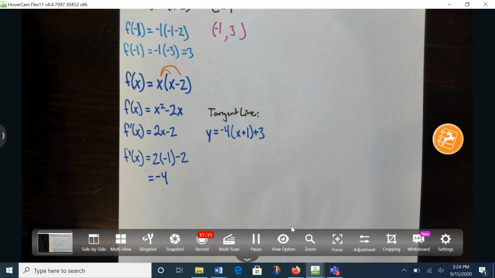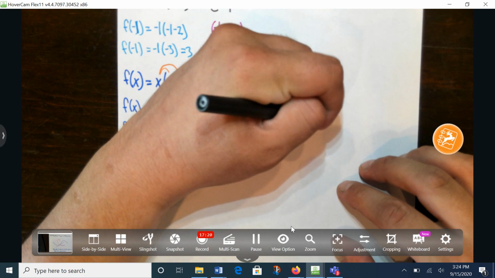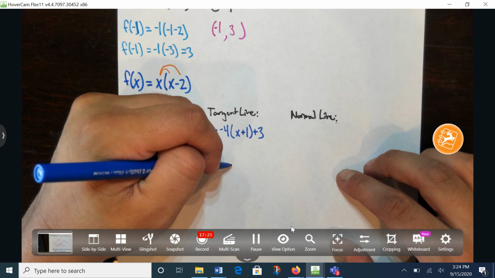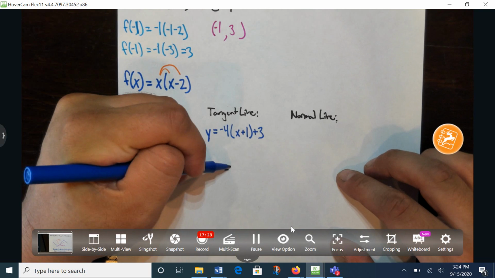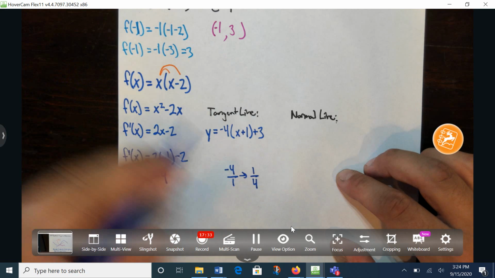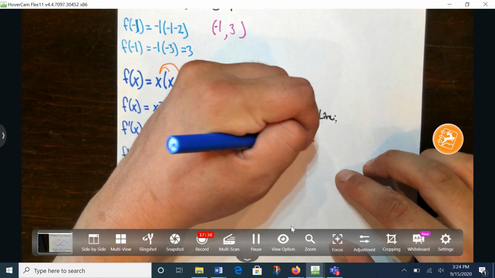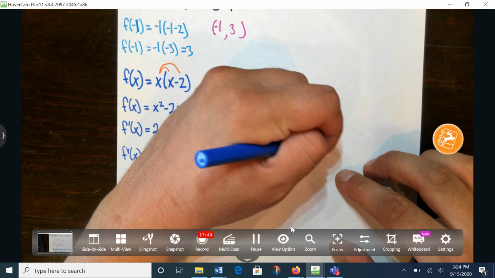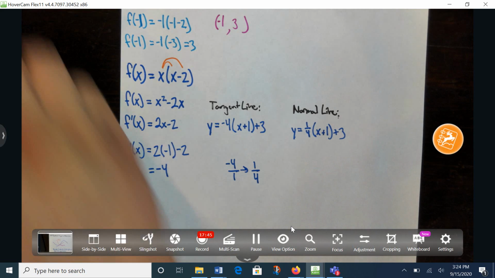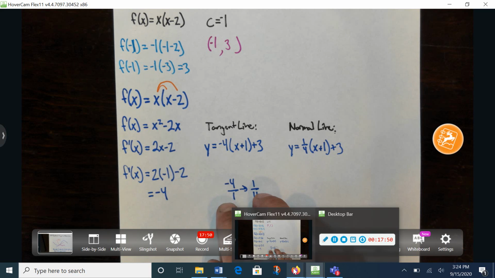And then our normal line is the opposite sign reciprocal of the slope. And just like last time, negative 4, same thing as negative 4 over 1, will turn into 1 over 4. So the equation of our normal line is y equals 1 over 4 times (x plus 1) plus 3. And again, we'll go ahead and graph these just to make sure that we did them right. And again, it is just fun to do for me.